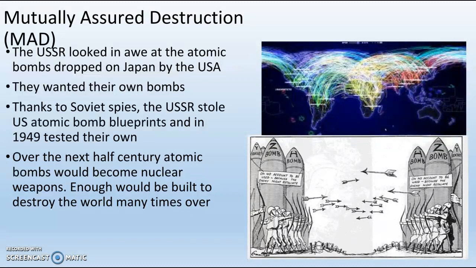Over the next half-century, atomic bombs became nuclear weapons, and enough would be built to destroy the world many times over. Mutually assured destruction is the idea that if you nuke me, I'll nuke you. And if we nuke each other, everybody's dead. This is a key component of the Cold War, and it is a key component of international security to this day. Countries with nuclear weapons don't fight other countries with nuclear weapons, because if they do, everyone will be dead.